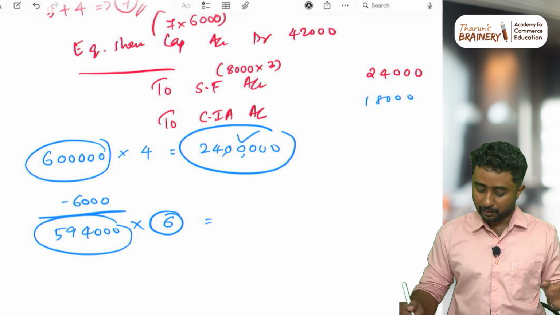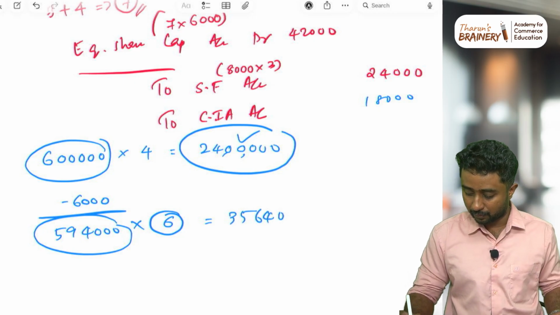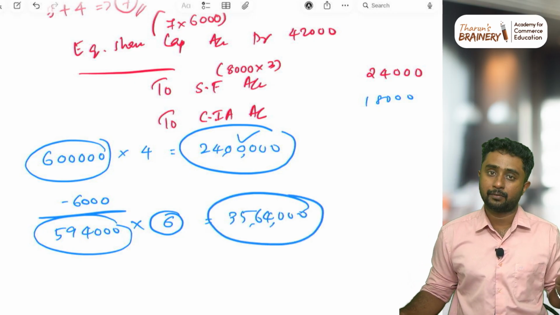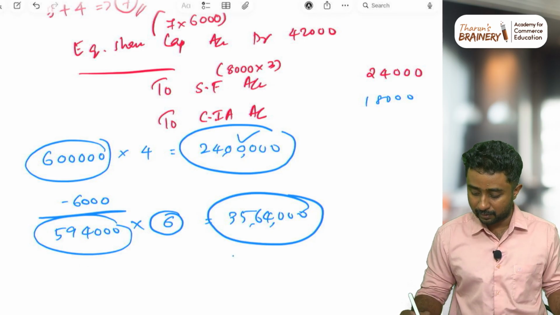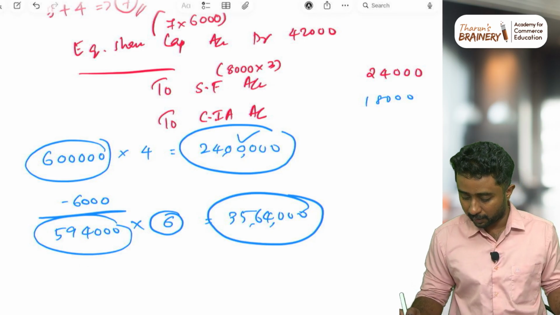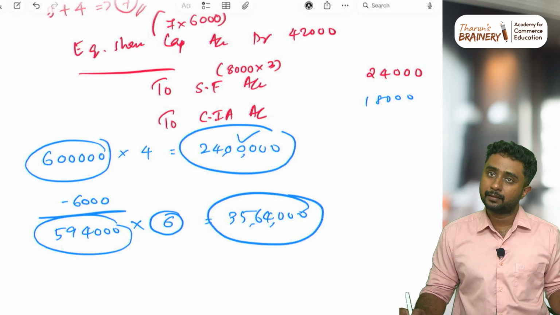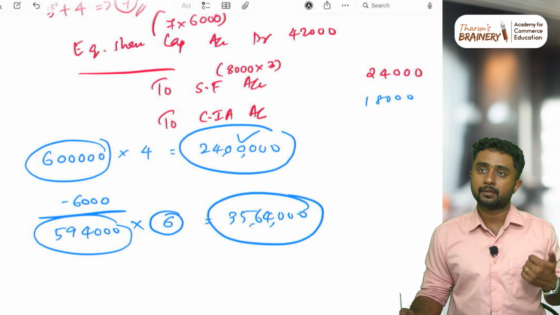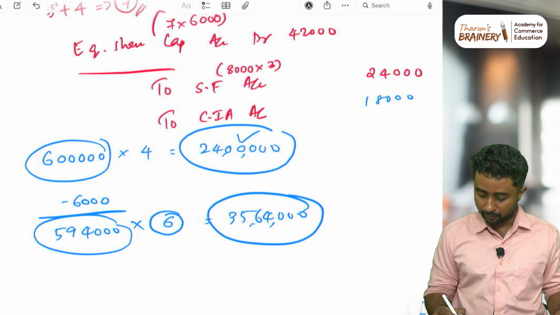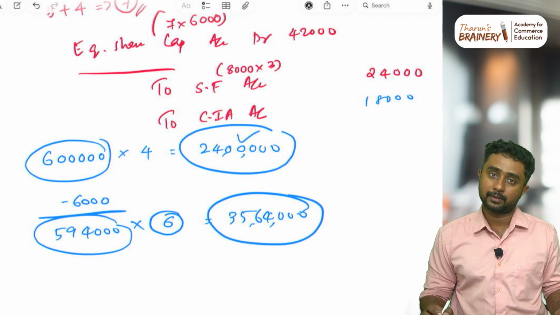So 5 lakh 94,000 into 6 is 35 lakhs 64,000. 35 lakhs 64,000 only you have to show. If you show 6 lakh into 6, that is 36 lakhs. Then the answer is wrong. Then again, at receiving time also, you will be receiving only this 5 lakh 94,000 into 6 rupees.